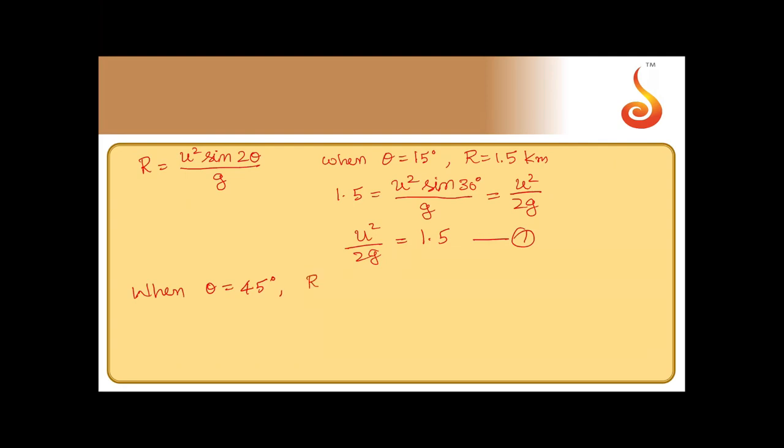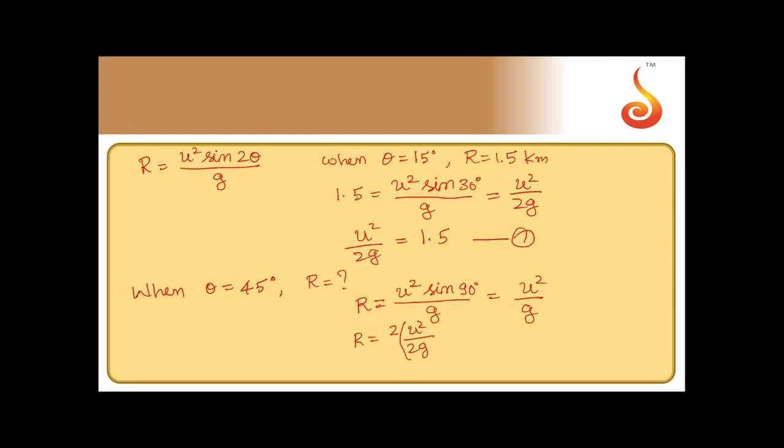then what is the range? That's what you have to calculate. Let it be R only. So R is equal to u square sine of 2 theta, 45 degree double is 90 degree, sine 90, divided by g. So that will turn out to be u square by g. So multiply and divide by 2 in this. So R is equal to 2 u square by 2g.